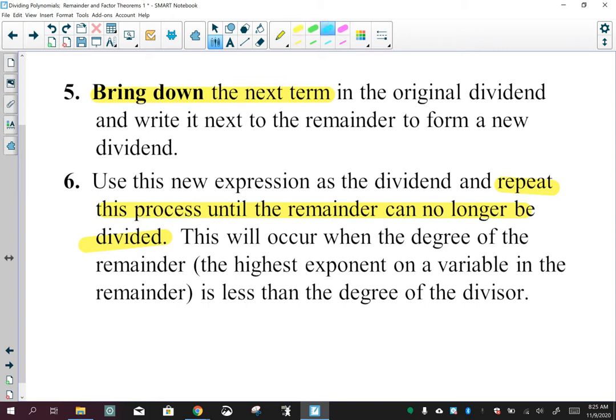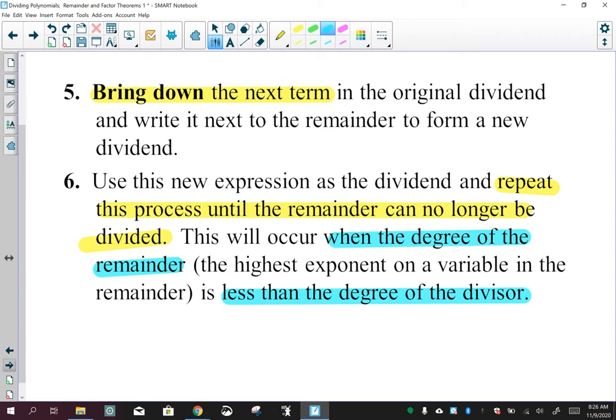You know you're done when the degree of the remainder is less than the degree of the divisor. So if it's ever equal to, you have to keep going. If it's ever greater, you have to keep going. But once that remainder winds up with an exponent that's less than your divisor, then you can stop. That's your remainder. Stop, bring down anything else if you need to, and you're done.